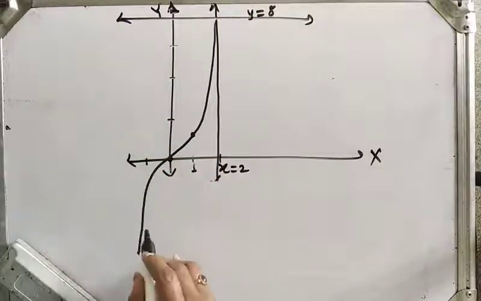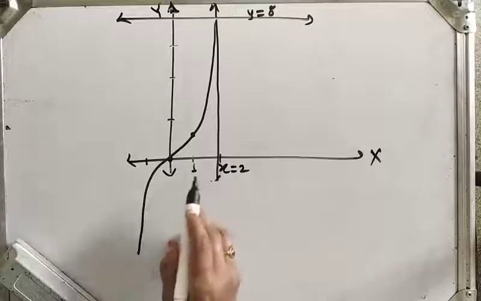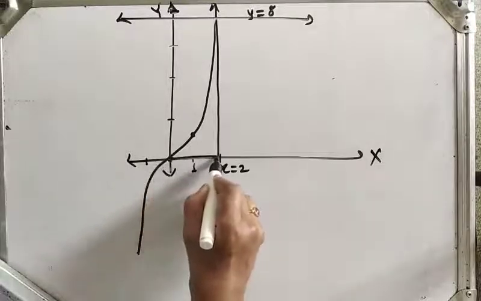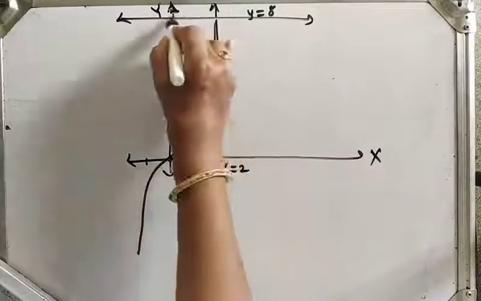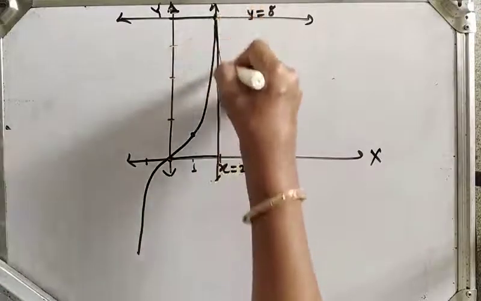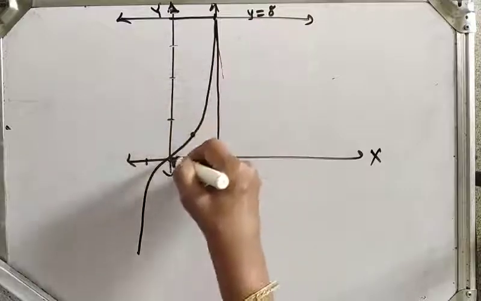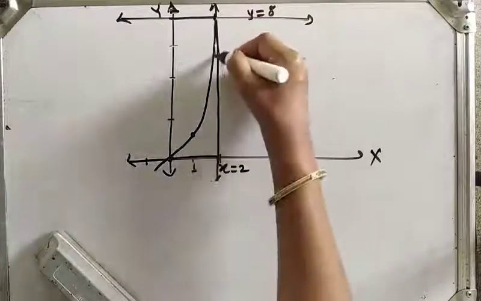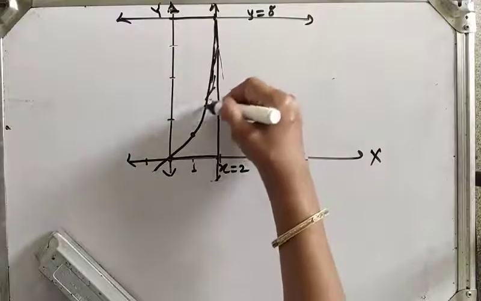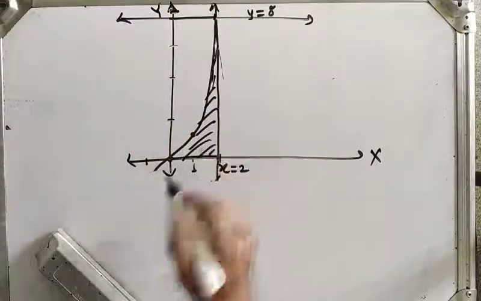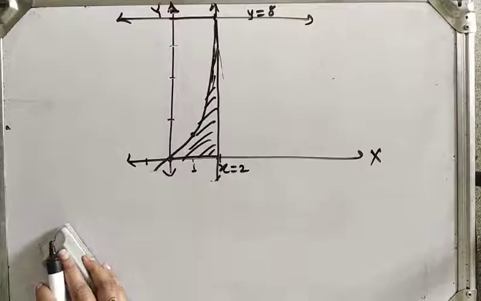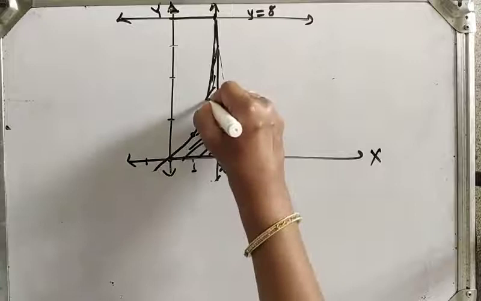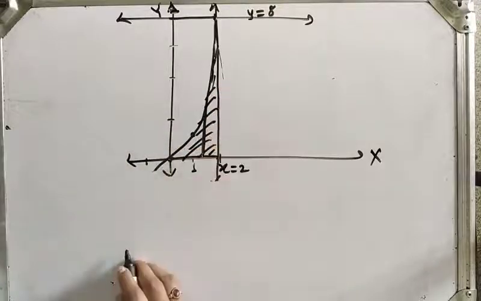Okay, so we have to take which points, what is given: y is 0 means the x-axis, then y is 8, then x is equal to 2, and then this graph. So which will be our area of integration? This part. Okay, this middle part will be our area of integration. Now, in order to change the order of integration, we will take a strip parallel to the y-axis.